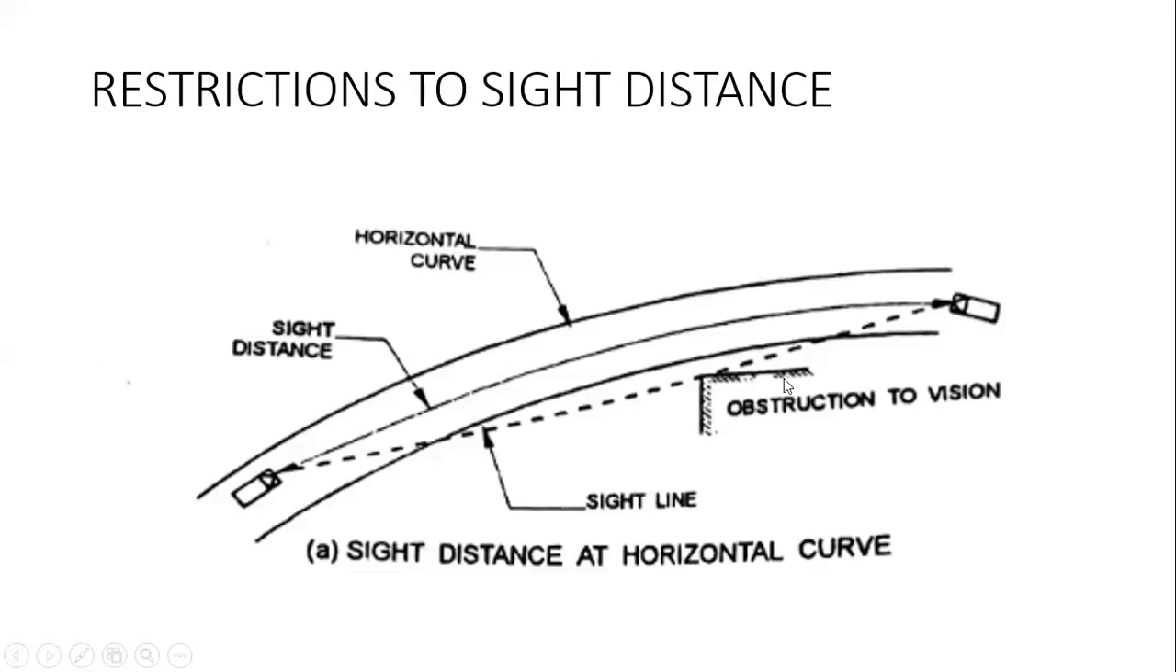Only because of this obstruction, the sight distance to both the drivers is restricted. That's why it's called a restriction to sight distance. The scenario we have seen here is the sight distance at the horizontal curve, and you can see the dotted line here. That is the line connecting the drivers' eye vision, from this driver's eye level to this driver's eye level, being obstructed by some obstruction either in the form of buildings or trees. That is called the sight line. So this is the scenario pertaining to the horizontal curve.